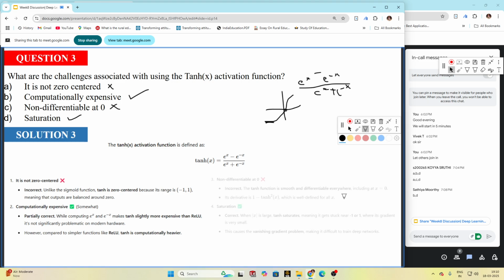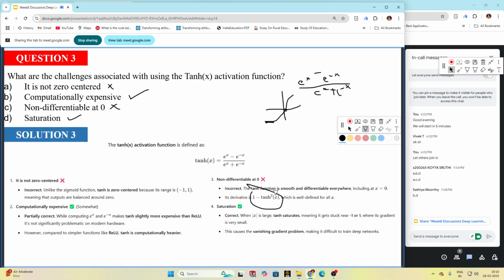Okay, because you can see the differentiation. I think I have included the differentiation here also. Yeah, this is the derivative, right? Whenever it reaches 1, in this region, there will be a problem of saturation, and there will be the vanishing gradient problem. So option B as well as option D is the correct answer.